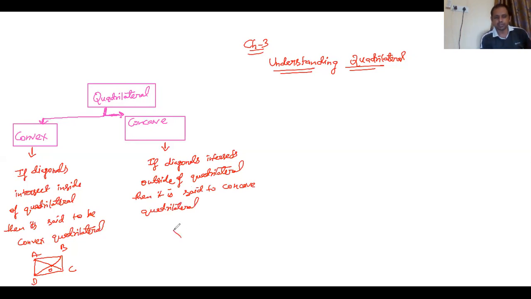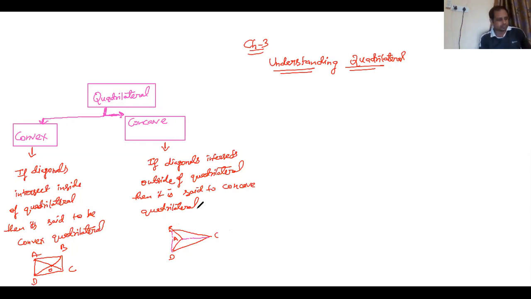Let's have a look at one figure. See, this is also a quadrilateral, A, B, C, D. If you draw the diagonals, one diagonal AC will come here, and the other diagonal will come outside. So this diagonal is not going to meet inside of the quadrilateral. That's why it is said to be a concave quadrilateral. Hope it is clear to everyone.